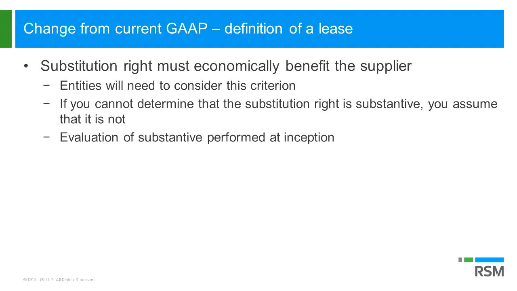Highlight the change from current GAAP under ASC 840. Substitution right must economically benefit the supplier. Again, the benefit must exceed the cost. Entities will need to consider this criterion. It was not previously included in the guidance. If you cannot determine that the substitution right is substantive, you assume that it is not. So if you're not able to demonstrate that it is substantive, you must go through and assume that it is not for purposes. Evaluation of substantive is performed at the inception of the lease.